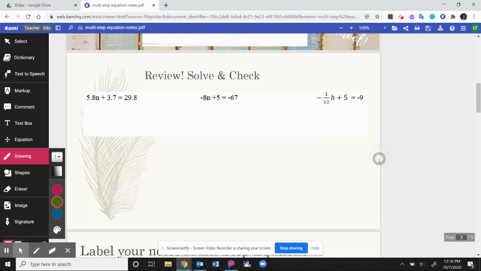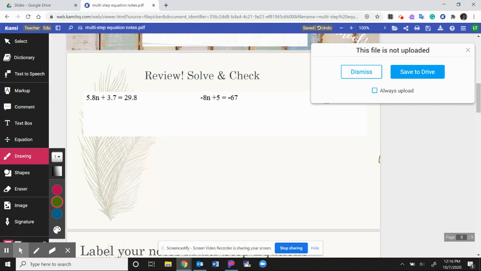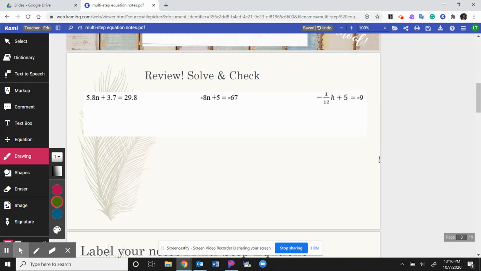Okay. So make sure that you have a piece of paper, please. And the first thing that I am going to be working with today is reviewing our two-step equations. So what I want you to do right now is pause the video, make sure you have paper, write down the 3 equations that are here, solve them. Once they're solved, then come back and replay the video.